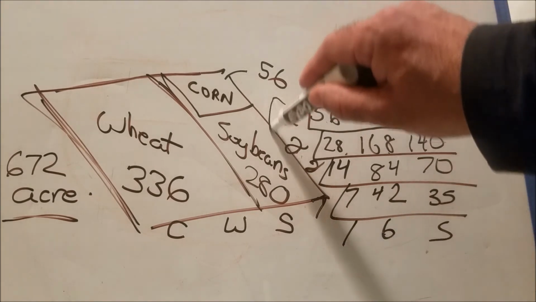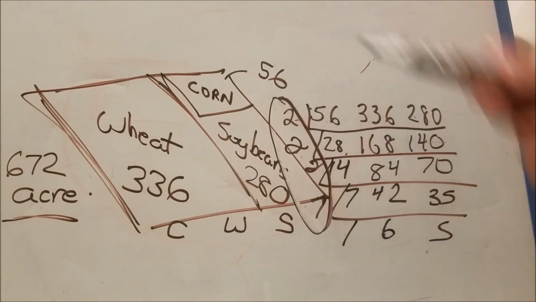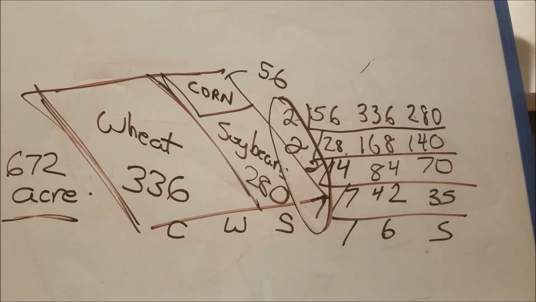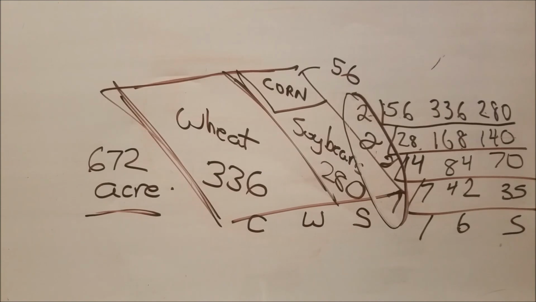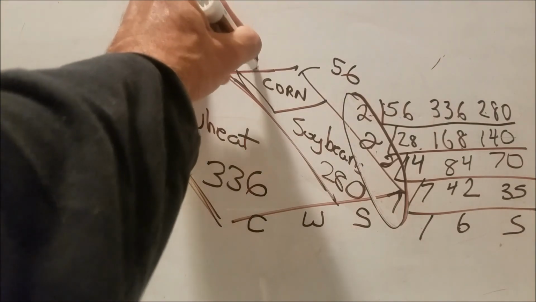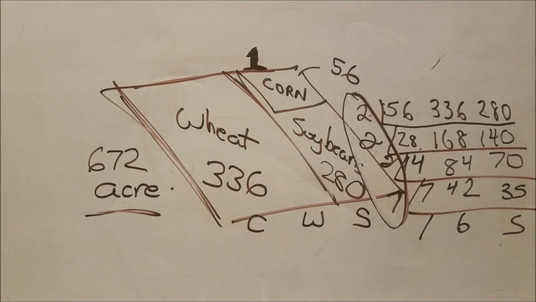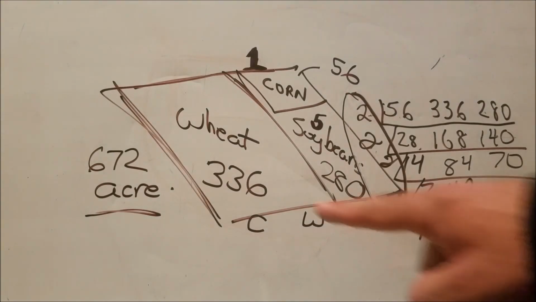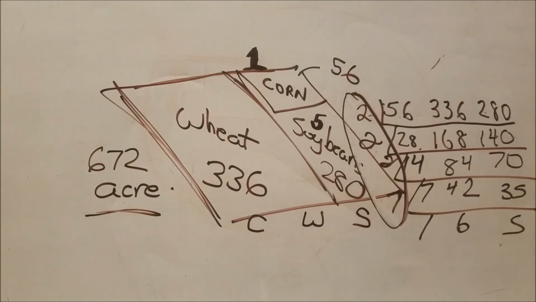So we're just using these numbers on the outside. And if you multiply them, 7 times 2 times 2 times 2 is 56. So we know that, and we knew right away from the start that it was. So 56 is corn. So since corn will have a ratio of 1, and then soybeans, if we divided 280 by 56, we'll get 5. So the soybean ratio would be 5. And 336 divided by 56 gives us a number of 6.